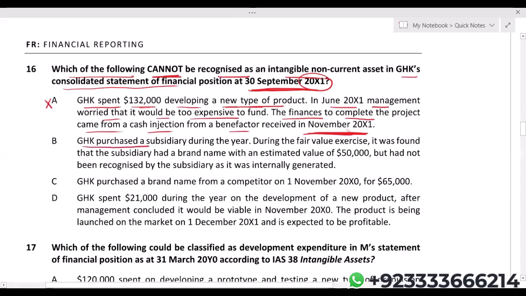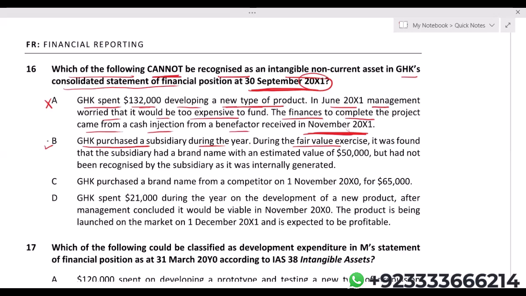GHK purchased a subsidiary during the year. During the fair value exercise, let me just give you an overview. When a parent acquires a subsidiary, it is the requirement of IFRS 3 that at acquisition you bring all the net assets of the subsidiary in at fair value. The difference between the carrying amount of net assets at acquisition in the individual books of the subsidiary and their fair value is the fair value adjustment. But this fair value adjustment exercise is only carried out at acquisition.